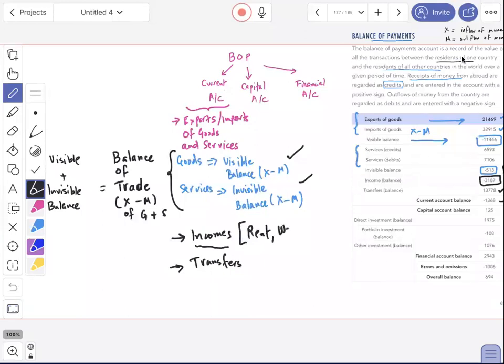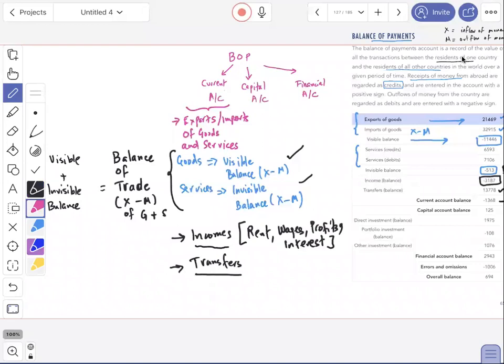So all the rent, wages, profits, and what's the fourth thing? Interest payments. All these incomes that are coming into and going out of the country will be part of the income section of the current account. Does that make sense? Remittance, Amar, that's a good question. Remittance comes in transfers. So what are remittances?